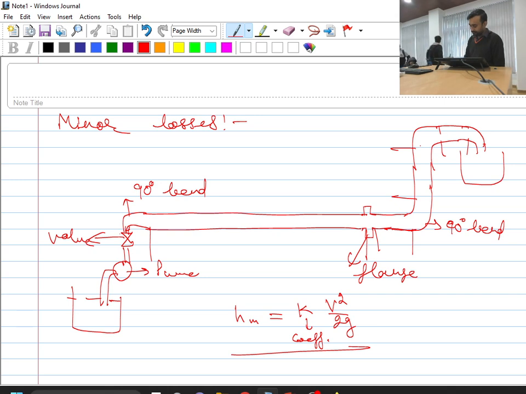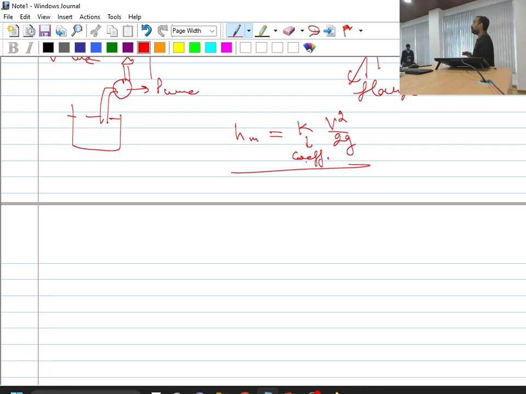Okay, so this is not the same for all fittings. If you have a valve, then for one valve it will be K1 times V square by 2g. If you have some 90 degree bend, then K2 times V square by 2g. If you have some other flange, then for the flange there will be some other value of the coefficient, K3 times V square by 2g. Okay, so now if I have to find the head loss, then head loss will be equal to frictional loss, which is f L V square by 2g d.